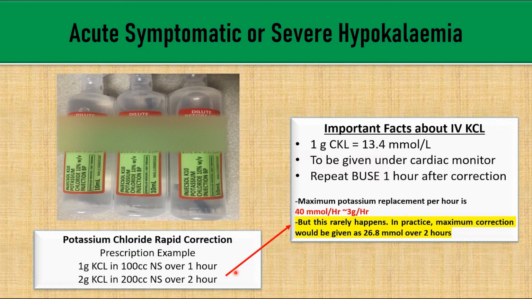Please remember that KCl corrections must always be given as infusions, for example 1 gram over 1 hour or 2 grams over 2 hours, diluted in normal saline. Generally, the guideline recommends that the maximum potassium replacement is 40 millimole per hour, which is equivalent to 2 grams per hour. But in practice, this rarely happens because we take a much safer approach. If it is really critical hypokalemia, we will give around 2 grams in 200 cc over 2 hours, which is only 26.8 millimole over 2 hours. This is just to be safe, to ensure that we do not inadvertently serve the KCl as a bolus, and more importantly, it reduces the chance of developing phlebitis or pain during these KCl infusions.